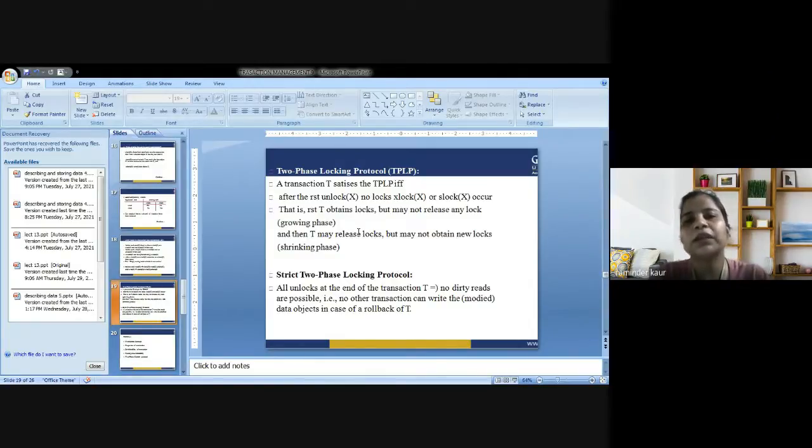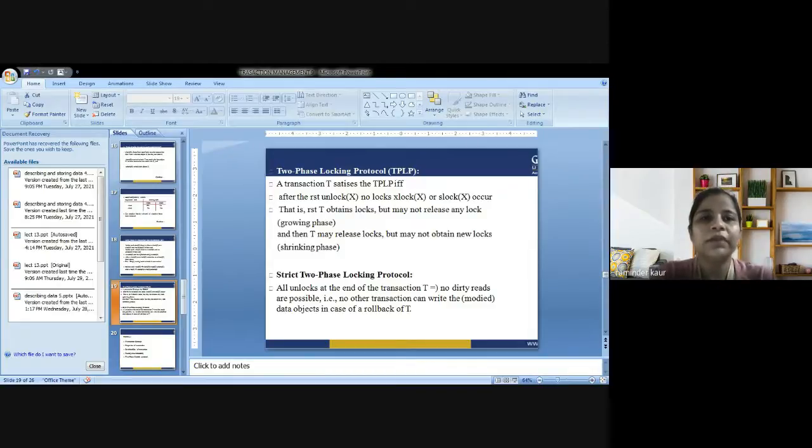So these are the two strict two-phase locking protocols. All unlocks are at the end of the transaction, so no dirty reads are possible. That is, no other transaction can write the modified data object in case of the rollback of T. So this was about serializability, how we are supposed to deal with serializable schedules.